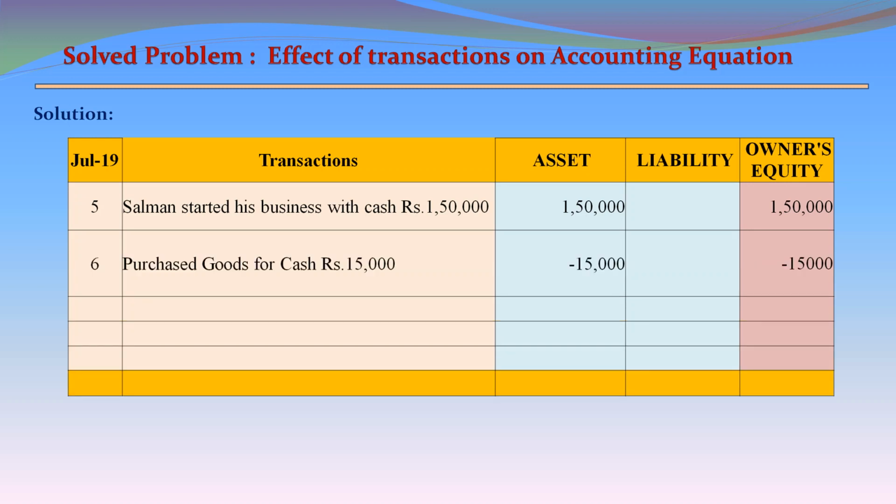July 6, purchased goods for cash 15,000 rupees. This will reduce the asset, 15,000 cash, and it will reduce also the owner's equity as the purchase of goods has been made. July 12, sold goods for cash rupees 15,000 costing 11,000. This will increase the asset cash and it will increase the owner's equity also by 15,000 cash.